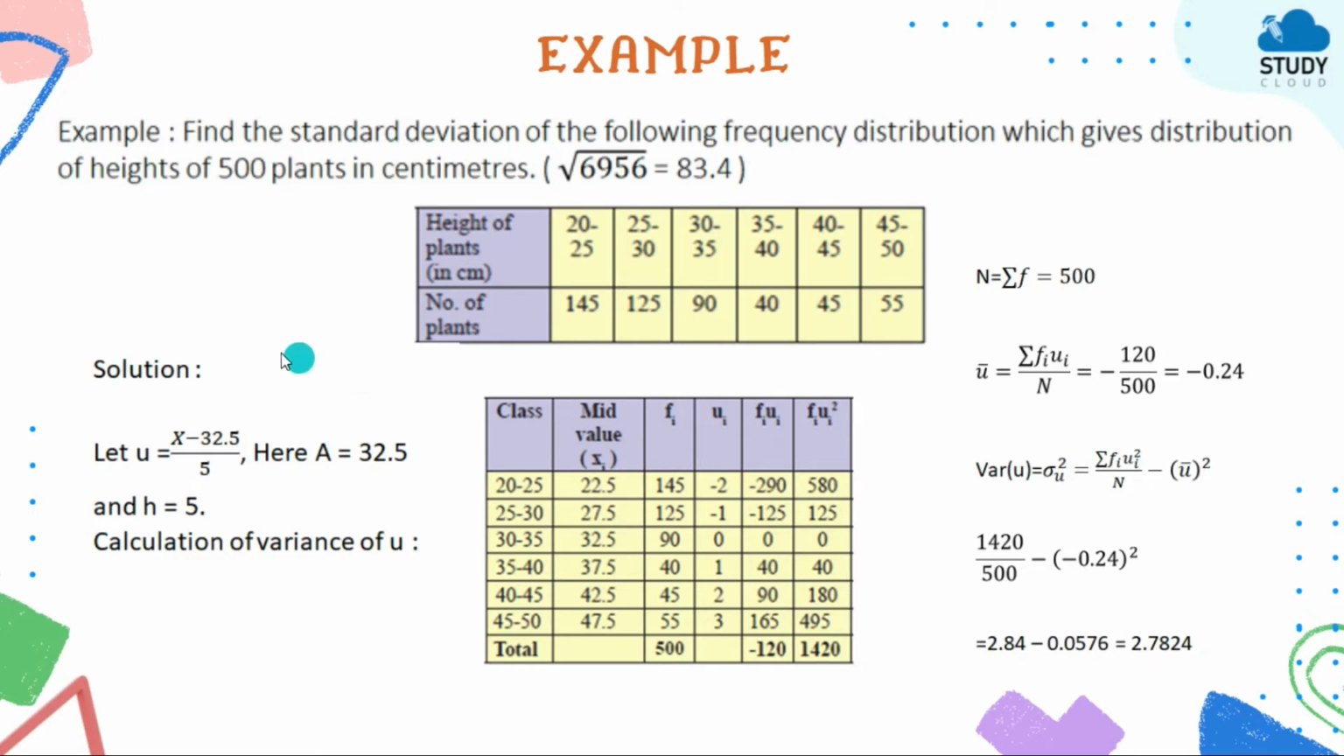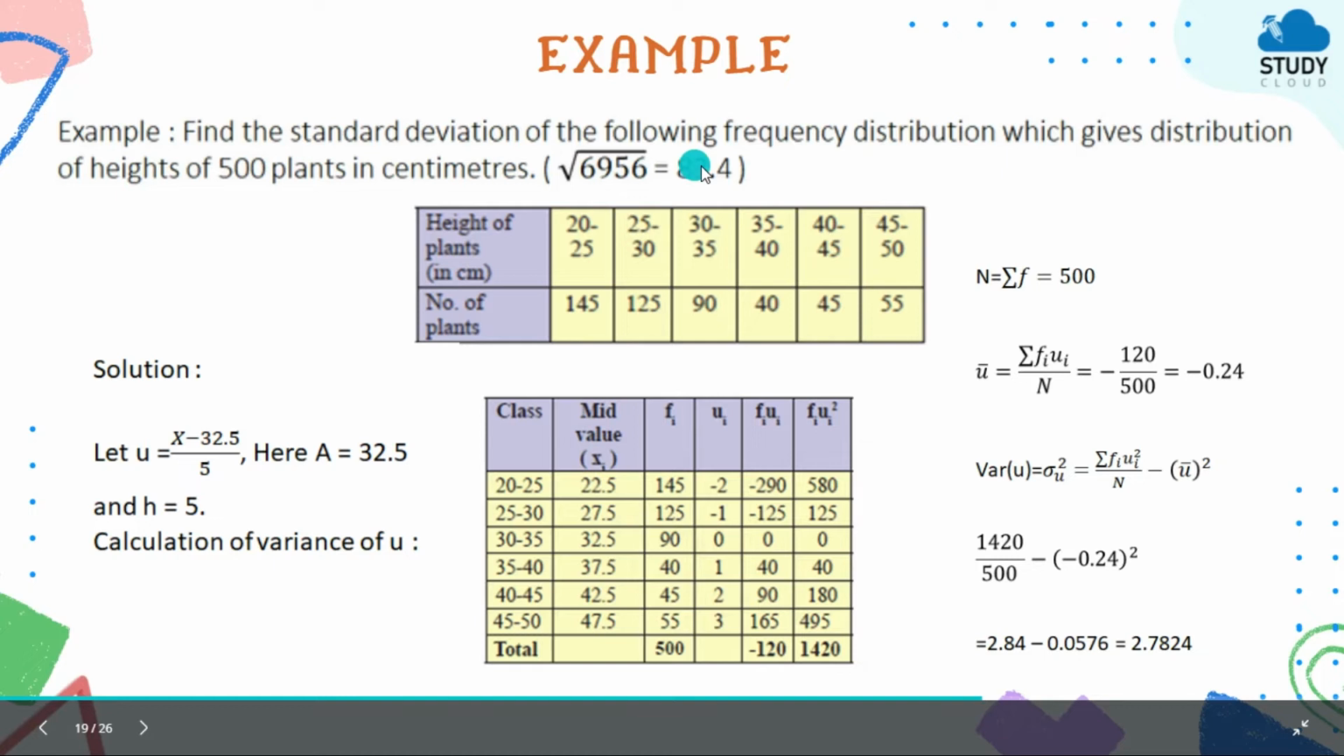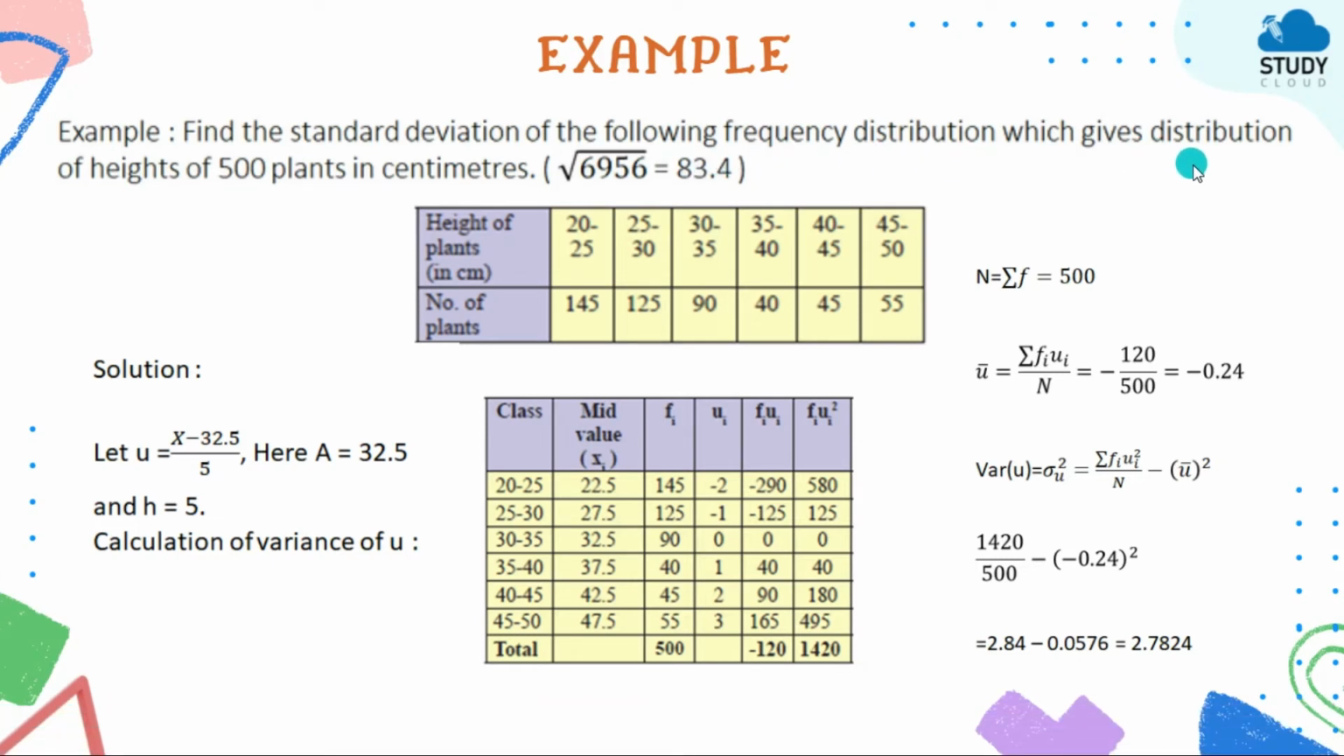So here is the example. Find the standard deviation of the following frequency distribution, which gives a distribution of heights of 500 plants in centimeters. They have given you the value of under root 6956 as 83.4. So the class intervals are given along with the number of plants. Now here you see the numbers are quite large: 145, 125, 90, 40, 45, 55. So here we will use the shortcut method.